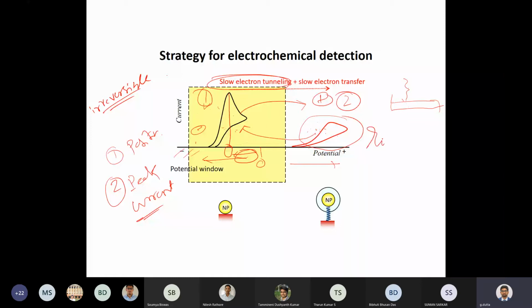So low catalytically active. So number 2 is the low catalytically active, and number 1 is the more catalytically active. Then you have to investigate what happened on your surface. So how can you investigate?